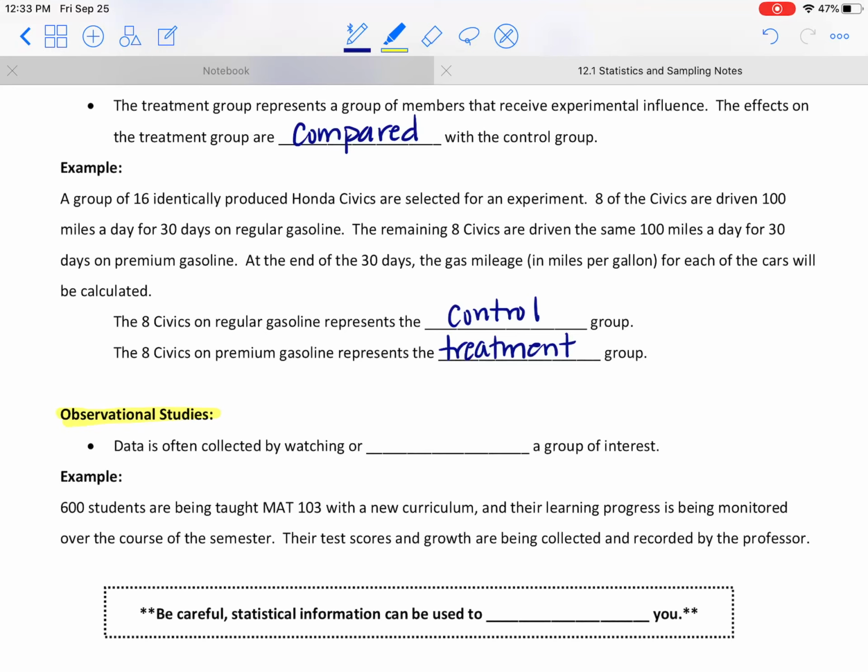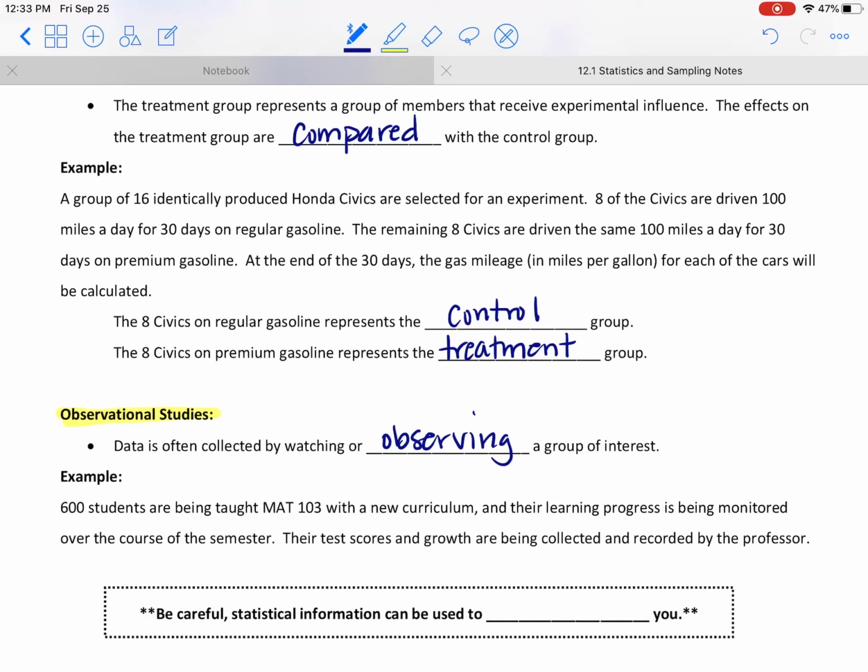So the observational study, that's the third way that we could collect data. In this case, data is collected by watching or observing. Okay, you're just watching. Now, can you think of a scenario where this would be more appropriate? Well, I think about this. This happens in education all the time. So I put an example on your paper here.